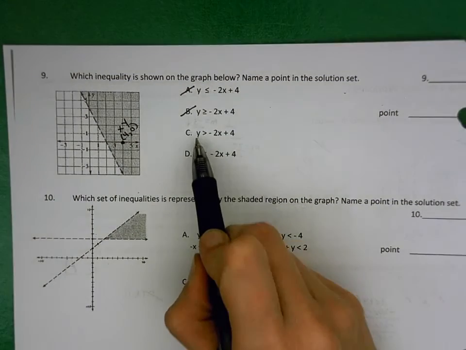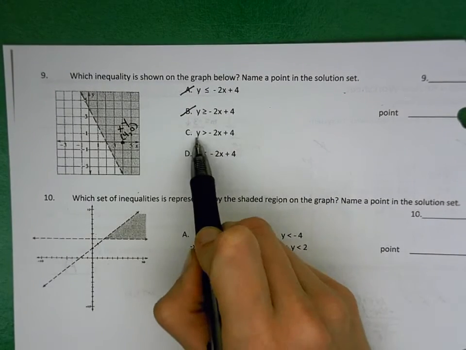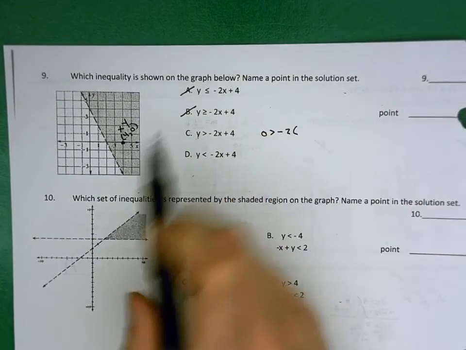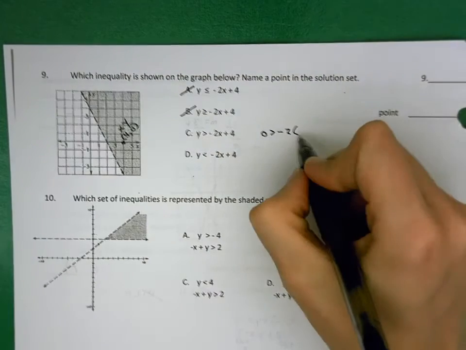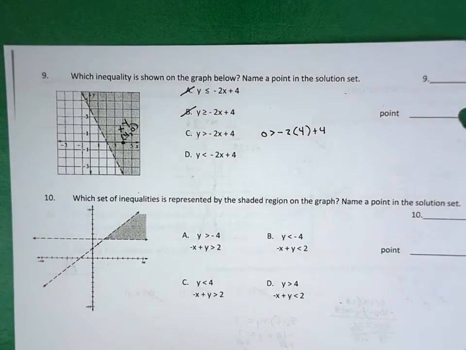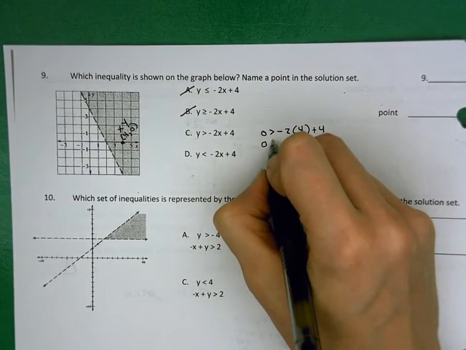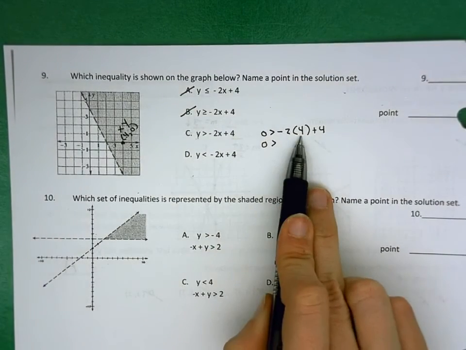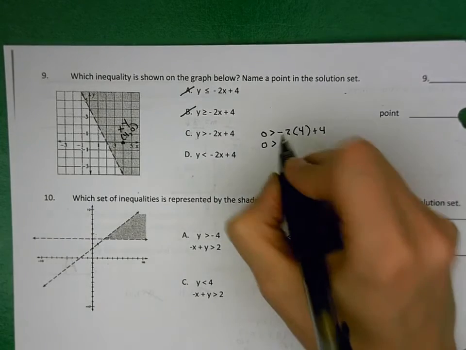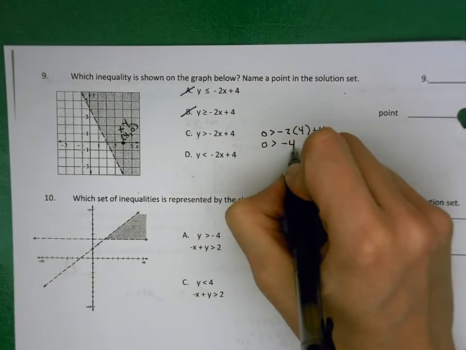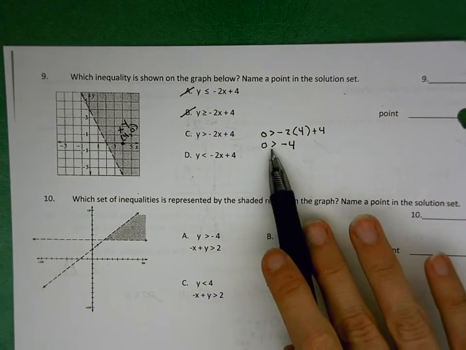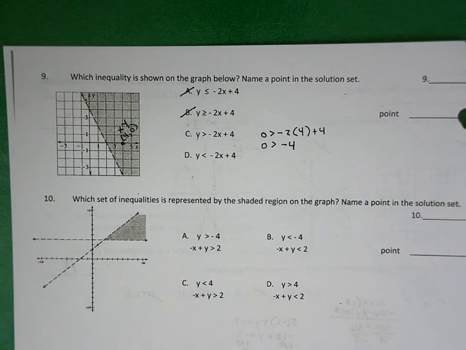I'm going to put 0 into my y. 0 is greater than negative 2 times, and I'm going to put 4 into my x. And we get 0 is greater than negative 2 times 4, which is negative 8, and negative 8 plus 4 is negative 4. So the question is, is 0 greater than negative 4? Is that true? And the answer is yes.